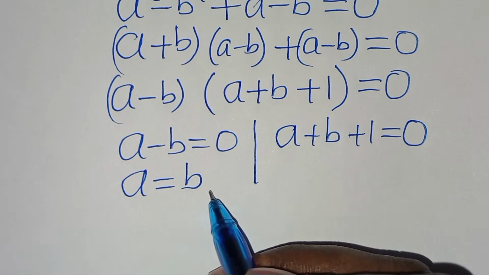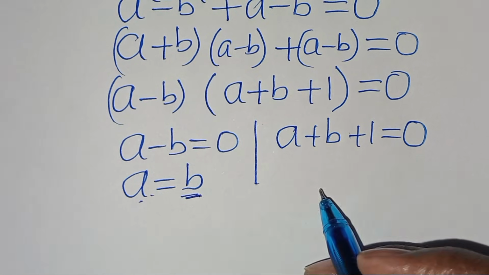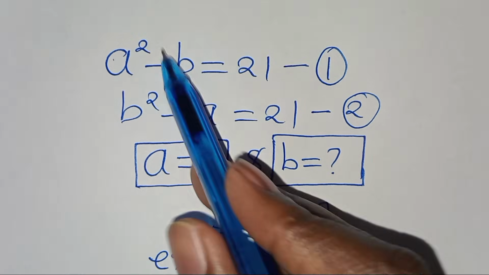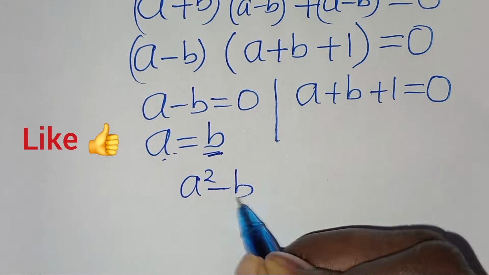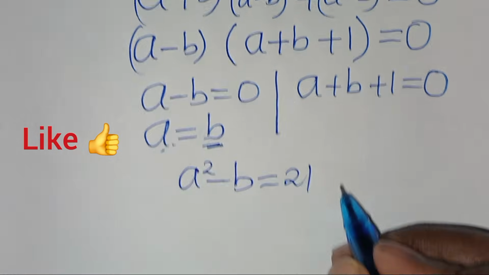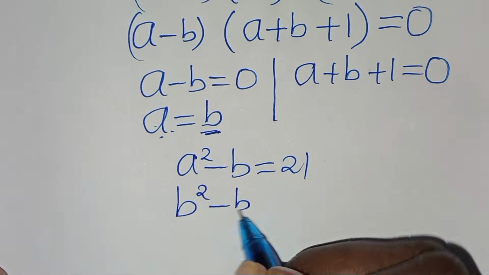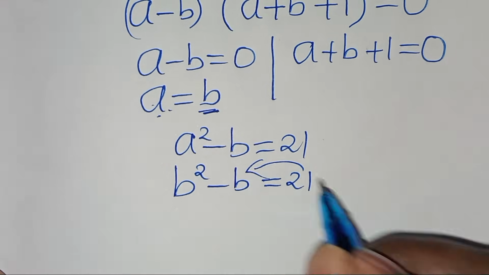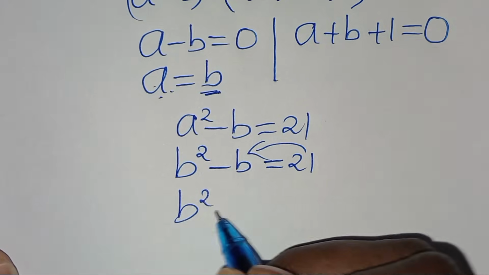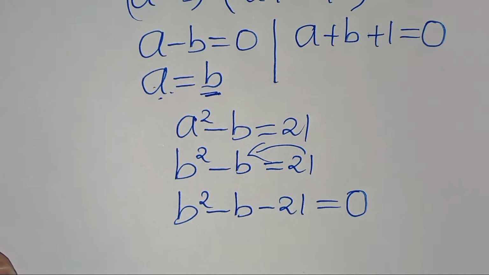So this implies that let's substitute a, which is equal to b, into the first equation here, which is a squared minus b, this is equal to 21. And given that a is equal to b, so we have b squared minus b, this is equal to 21. Let's take 21 on the left hand side. We have b squared minus b minus 21, this is equal to 0.